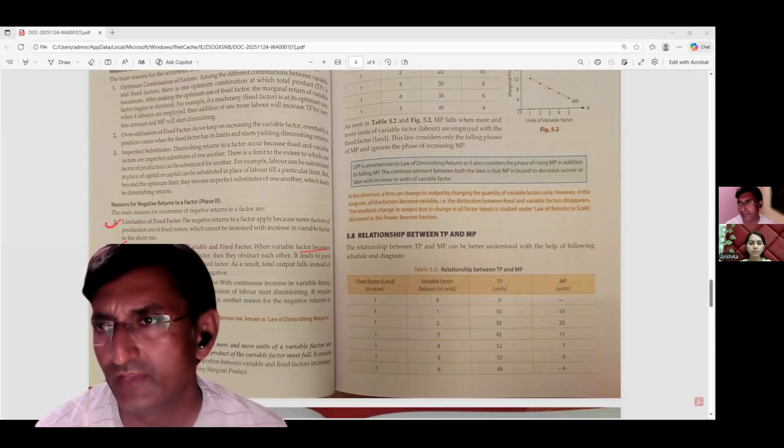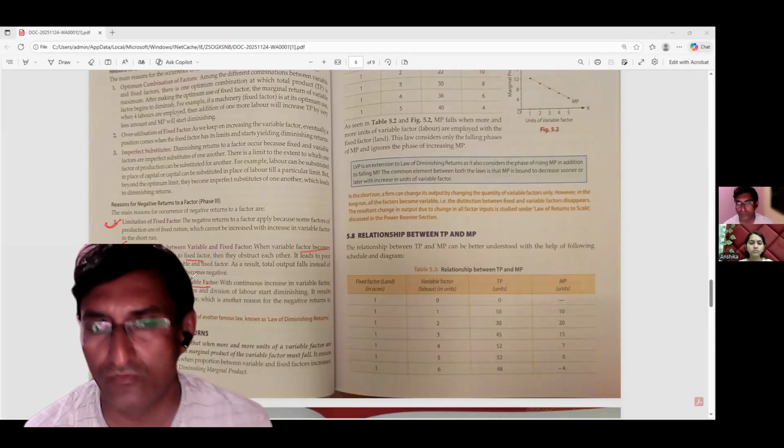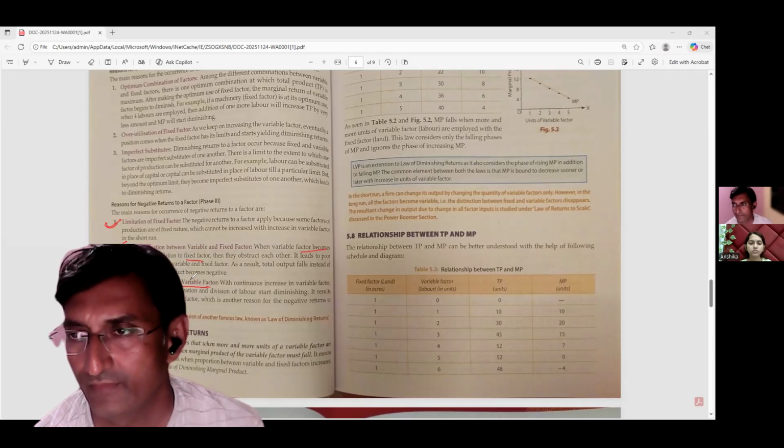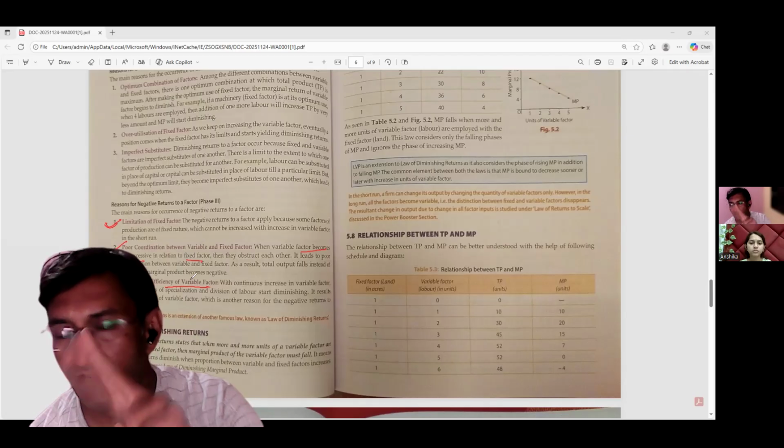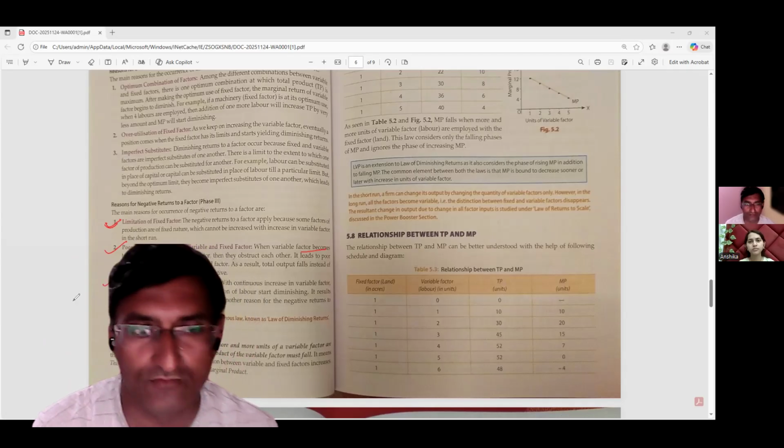Now, decrease in efficiency of variable factors. Obviously, if you are using the variable factor excessively, then automatically it decreases their efficiency. You should maintain the balance between the variable and fixed. That is why both combination is required from the point of view of giving maximum TP.